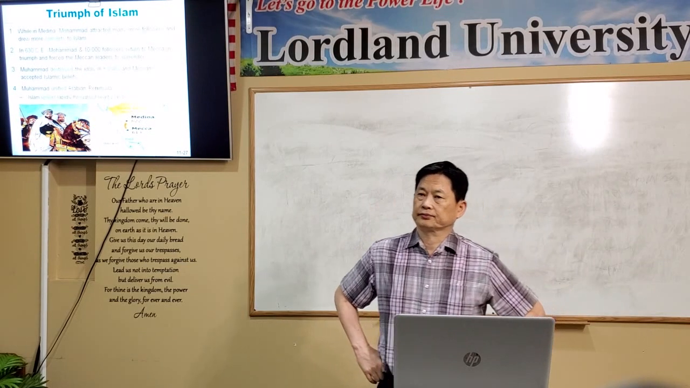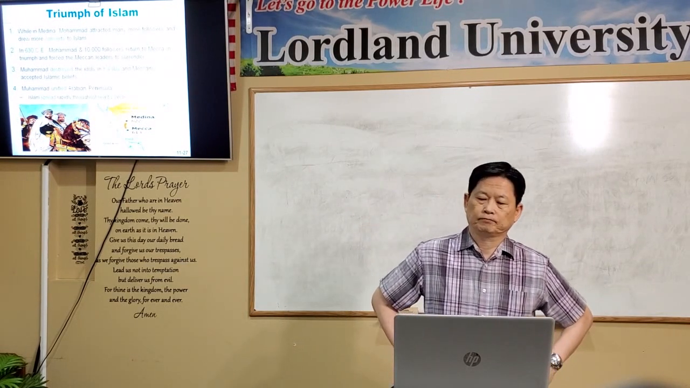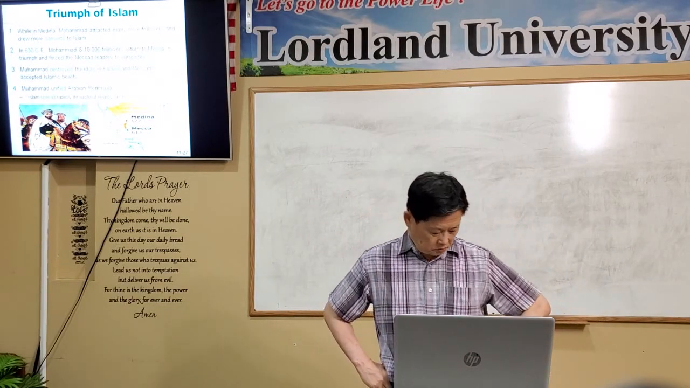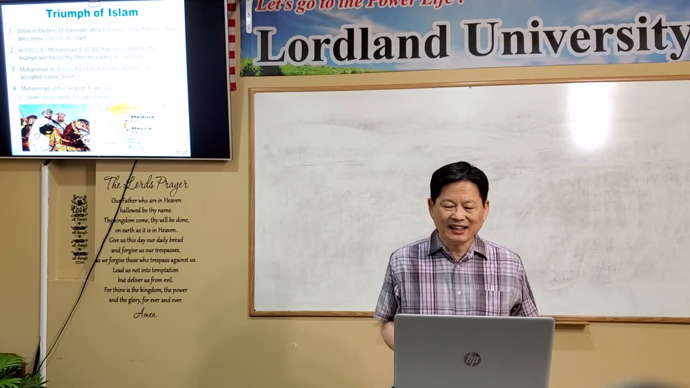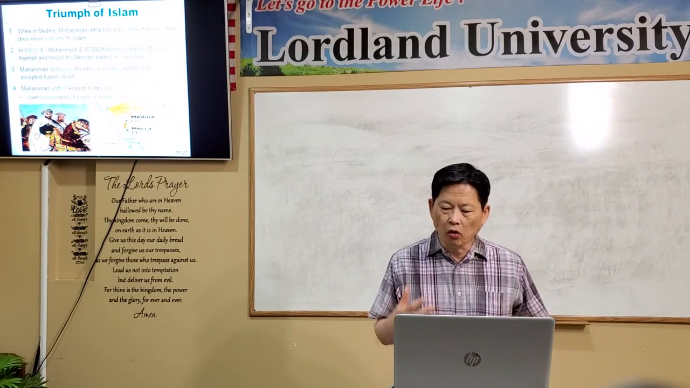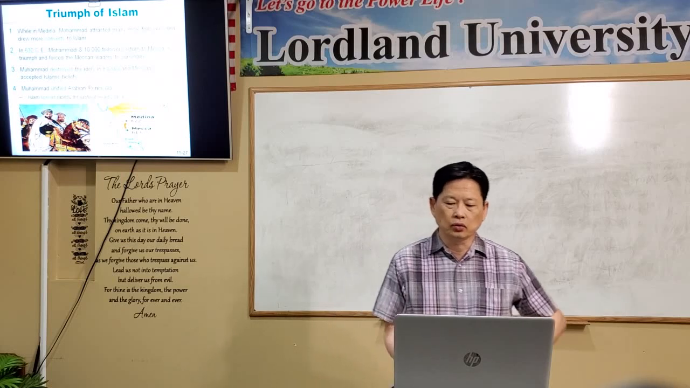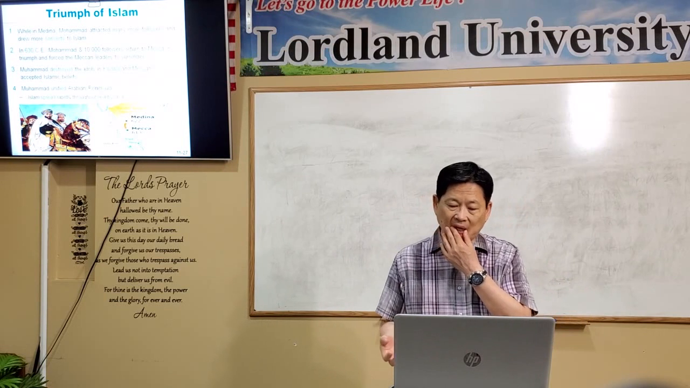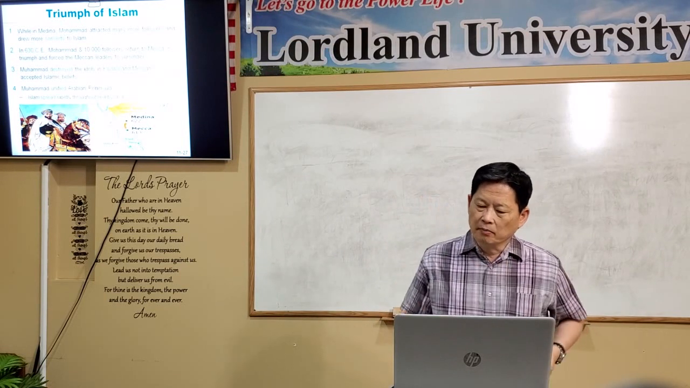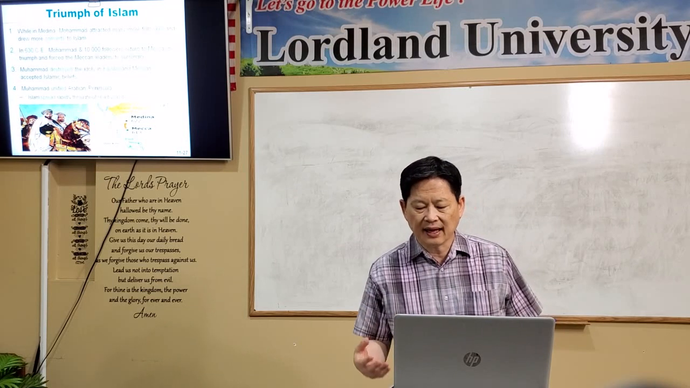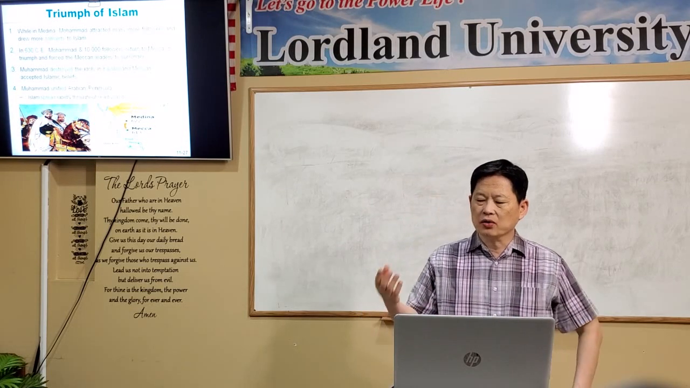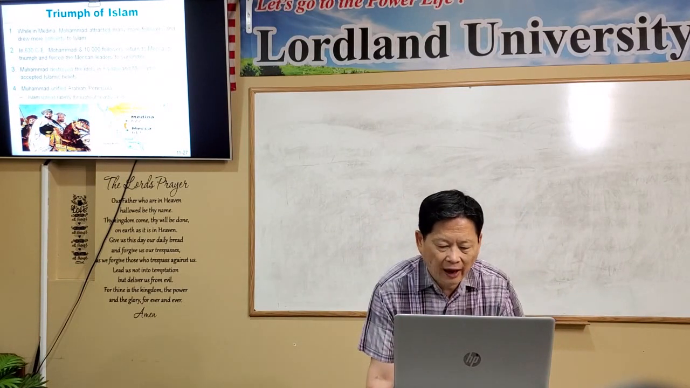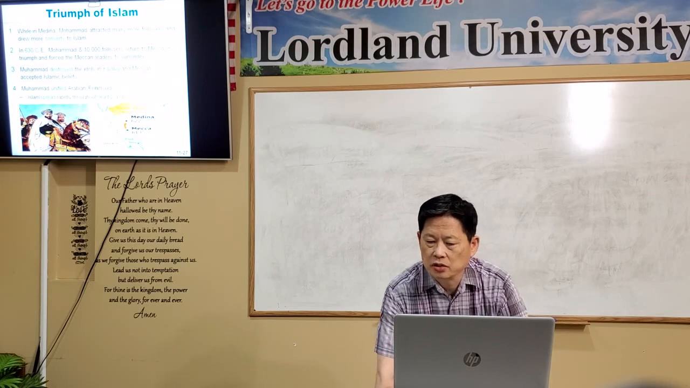Okay? Triumph of Islam. While in Medina, Muhammad attracted many more followers and drew more converts to Islam. In 630 Common Era, Muhammad and 10,000 followers returned to Mecca in triumph and forced Meccan leaders to surrender.